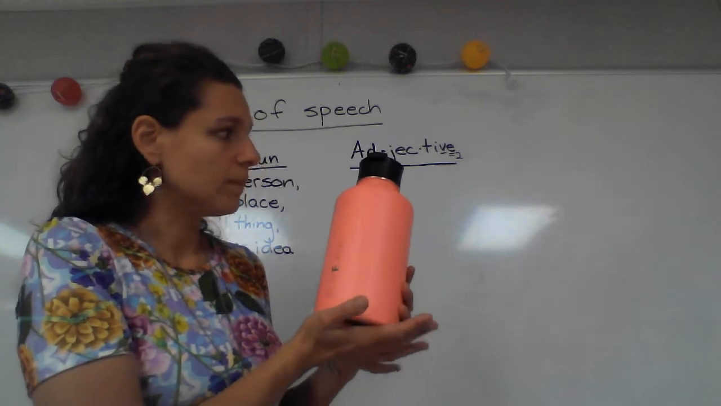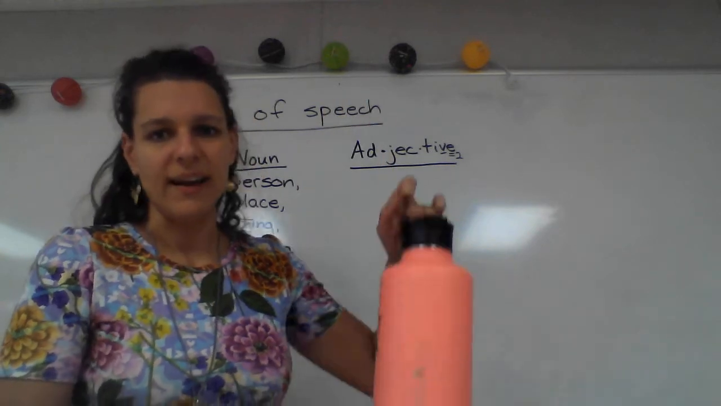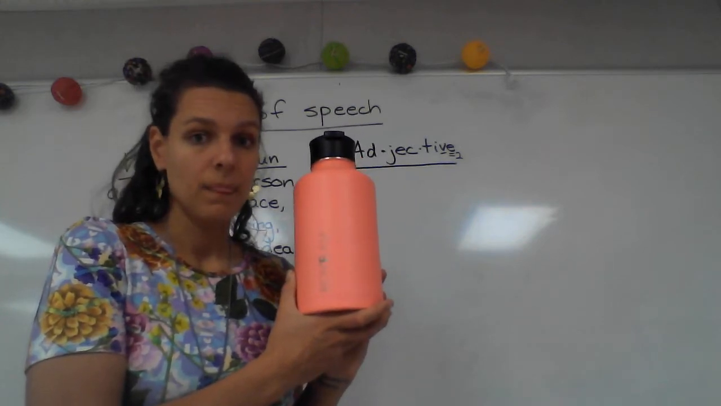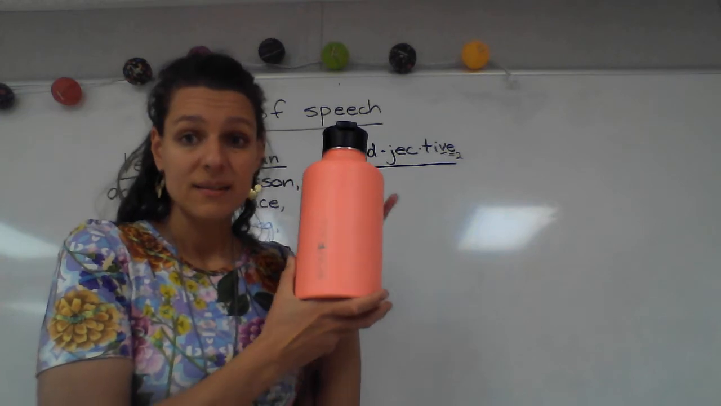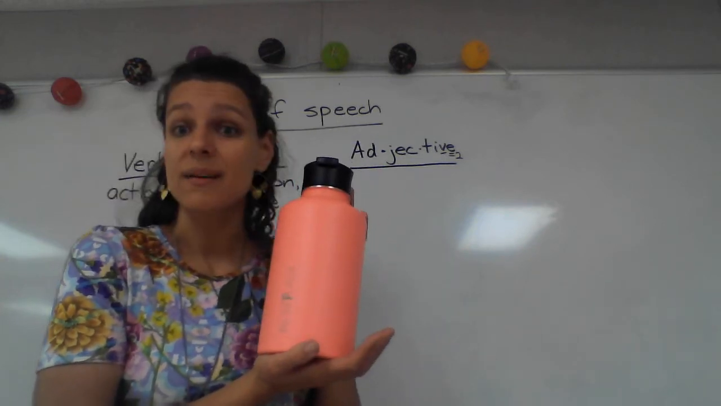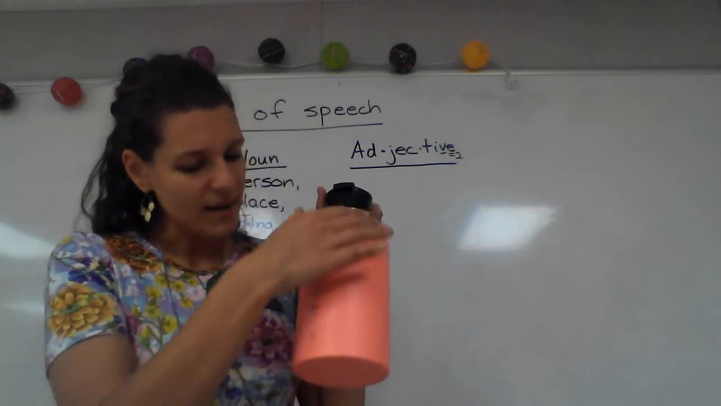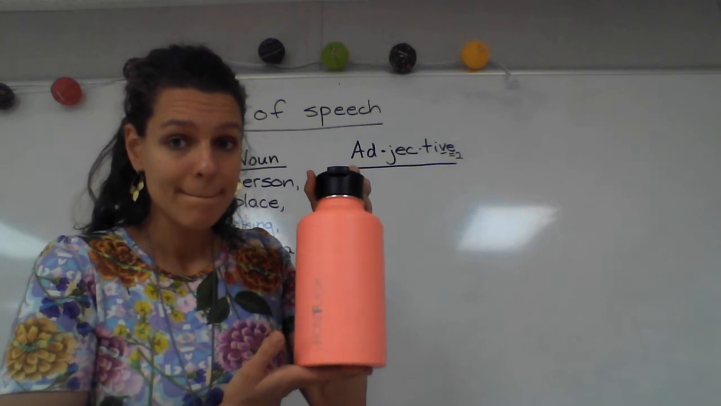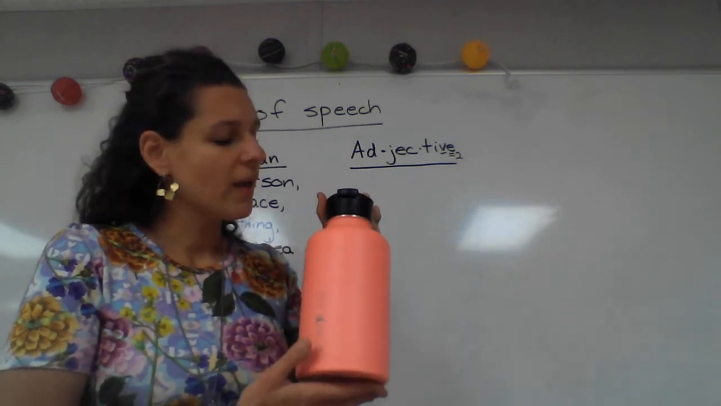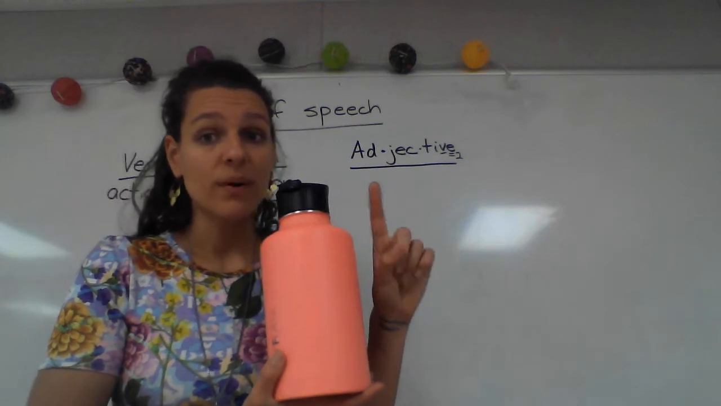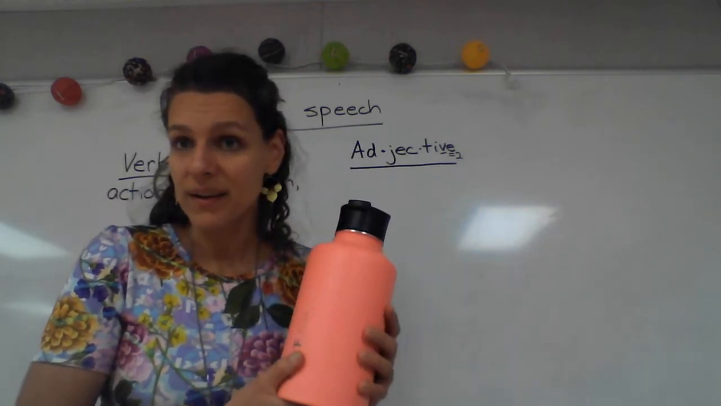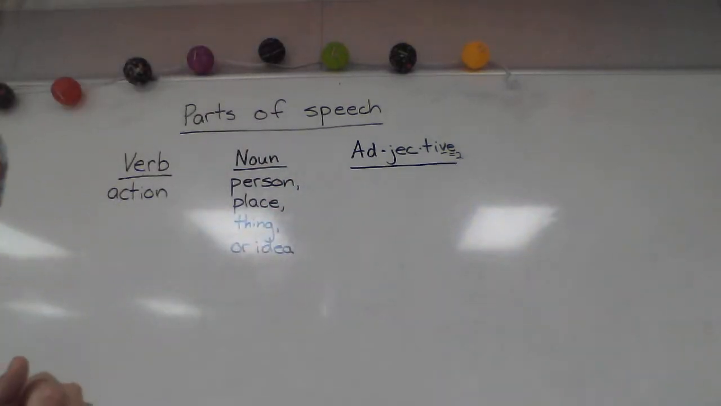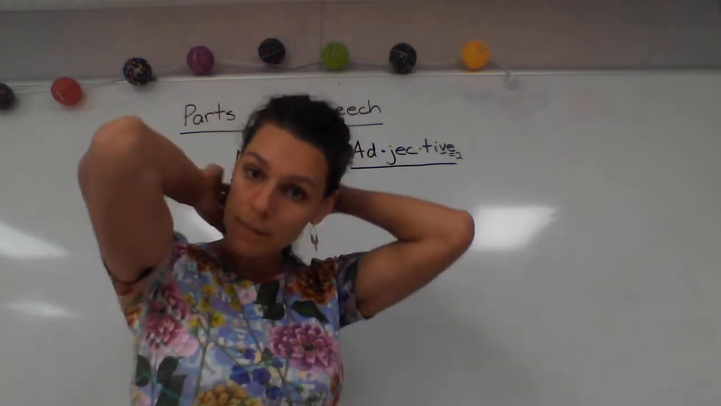Let's see. Also, there's a lot of water in it right now. It kind of weighs a lot, so we could say the heavy bottle. Right now, there's a lot of water in it, so we could say it's the full bottle. But if I drank all the water down, then what adjective could we use to describe it? Good, the empty bottle. So any word, just one word, that you use that describes a noun, it would be an adjective. All right, so an adjective describes a noun.